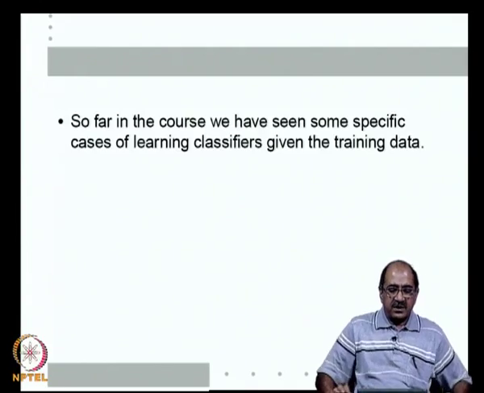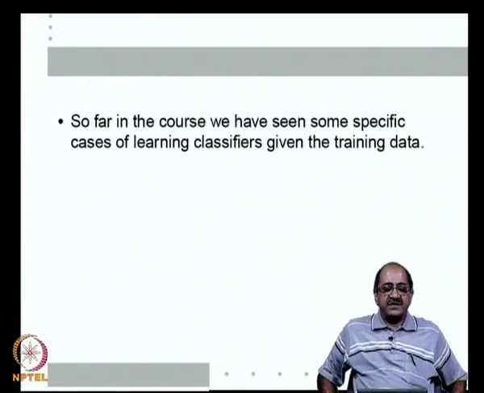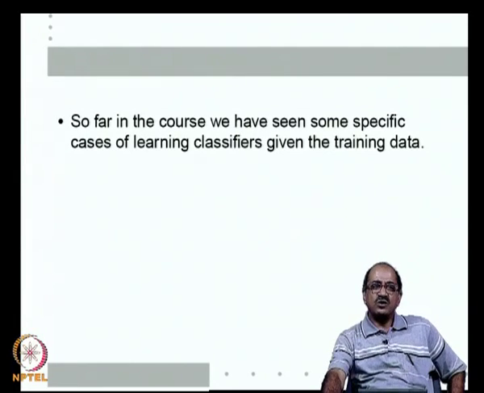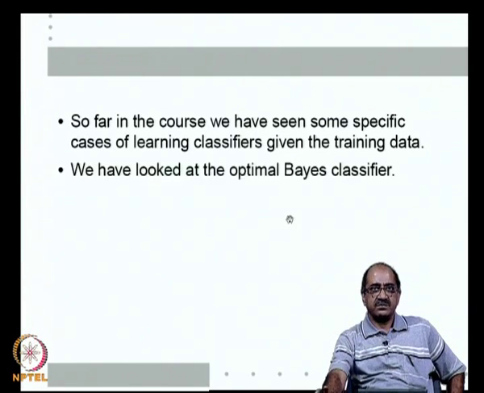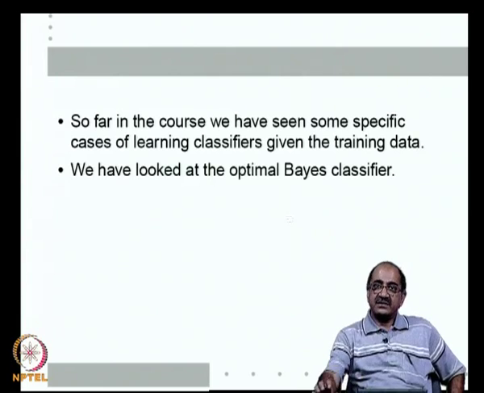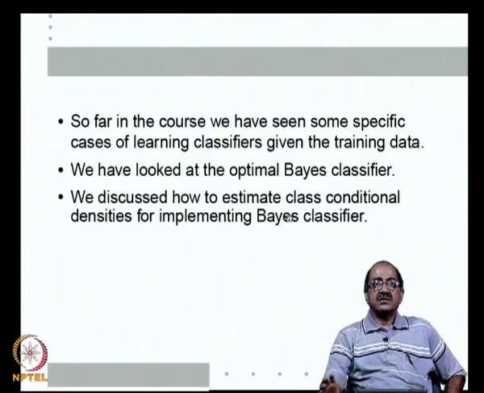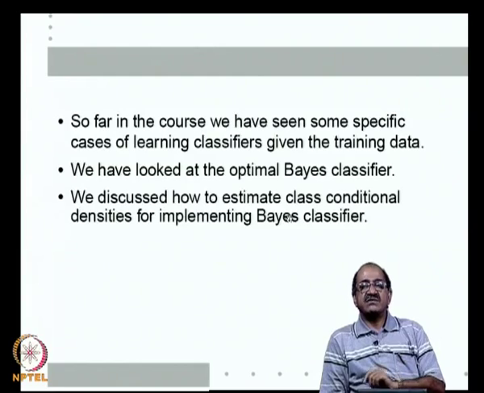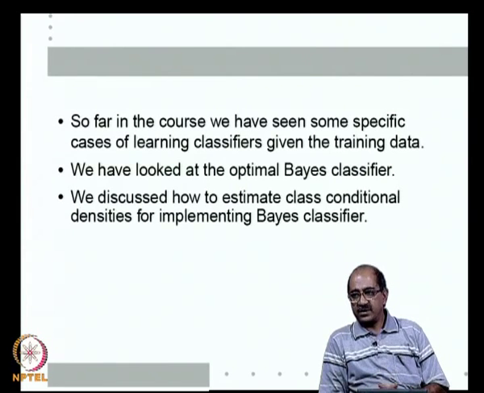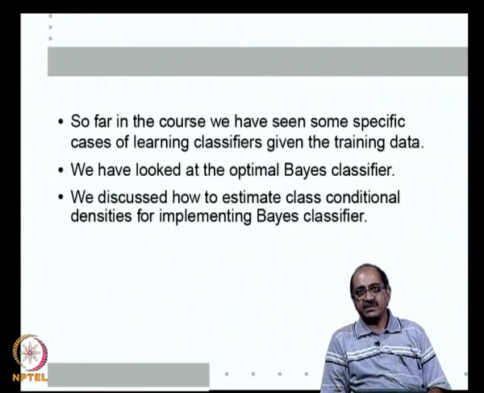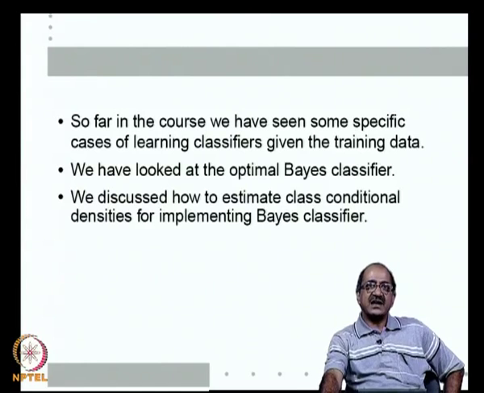So, what have we done so far? We looked at some specific cases of linear learning classifiers given the training data. We looked at two major things so far. One is the optimal Bayes classifier and how to estimate class conditional densities for implementing Bayes classifier. That is one way, but of course, Bayes classifier can also be viewed as a discriminant function, as we already seen. So, we can think of that also as a discriminant function. The only difference is it may not be linear. Okay. But if we can estimate class conditional densities, we can implement the Bayes classifier kind of discriminant function.